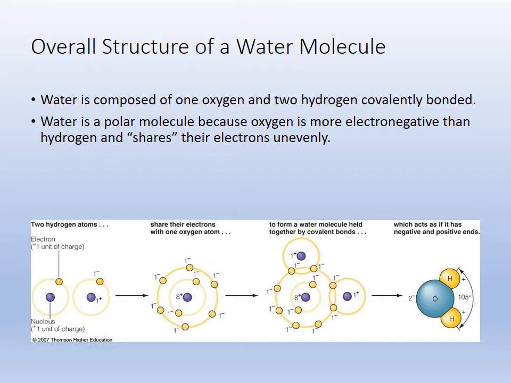Oxygen has a +8 in its nucleus. You can see +8 there, and right there's the +8. Hydrogen has a +1, so +8 is a lot more powerful than +1. So the oxygen right there holds the electrons tighter than the hydrogen, making it a polar molecule. Di meaning two, pole, or bi meaning two, pole. Right there, you have a partially negative pole and a partially positive pole, uneven sharing.